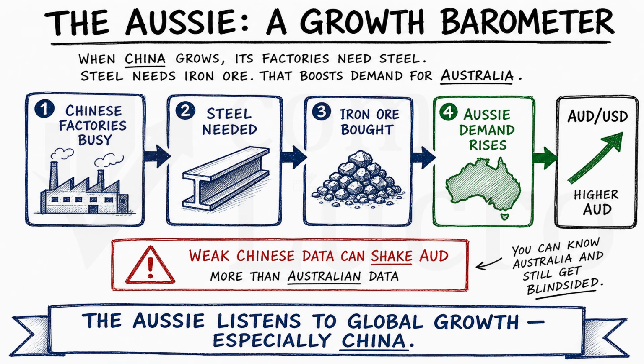When Chinese factories are busy, they need steel, so they need iron ore, so they buy Australian. Which is why a weak Chinese manufacturing number released in the morning can throw the Aussie around more than anything Australia itself publishes that same week. You can be an expert on Australia and still get blindsided.